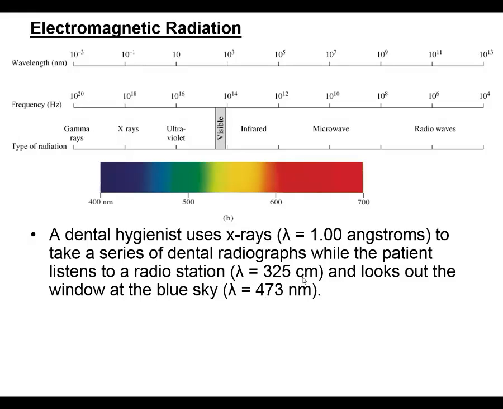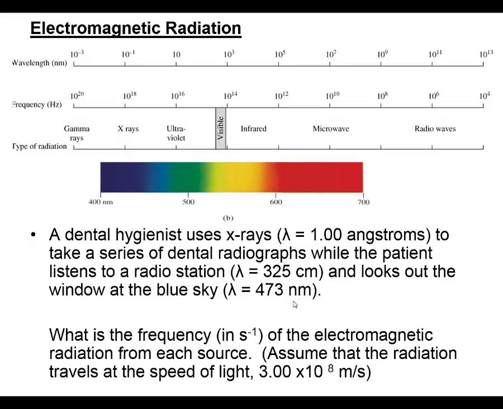And you're looking out the window, and the blue sky you see has a wavelength of 473 nanometers. With that information, let's convert these different wavelengths into frequencies and see if they relate to our electromagnetic spectrum where we would expect these different regions to be. Okay, now the first thing we have to recognize is that all of this electromagnetic radiation is going to be traveling in a vacuum at the speed of light of 3.00 times 10 to the 8th meters per second.